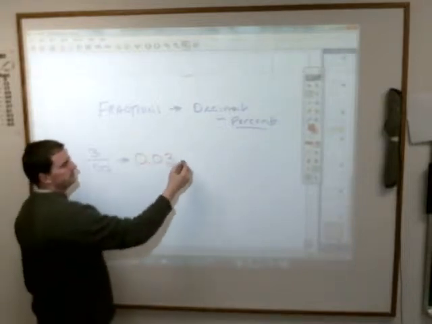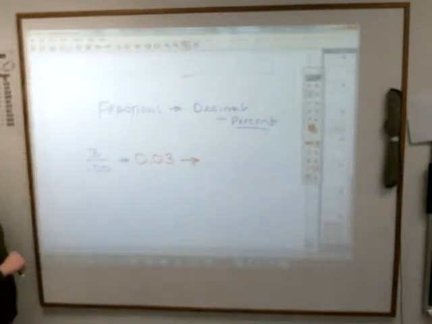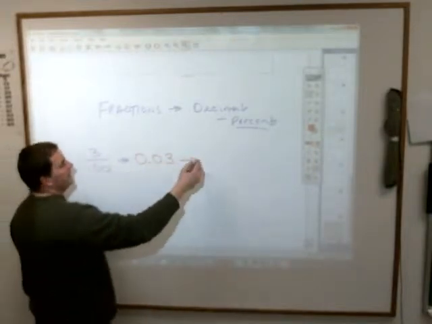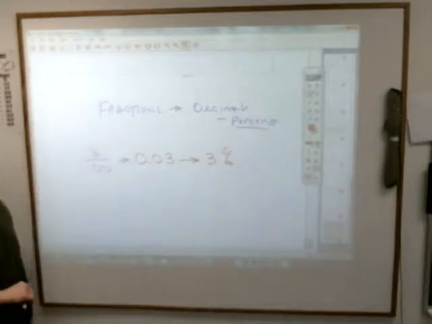Jacob? Just say 3%. How do I know it's 3%? Because it's out of 100. Okay, this already is out of 100, and it couldn't get any easier because this fraction is already in 100, so that's the easiest of all possible fractions to do.